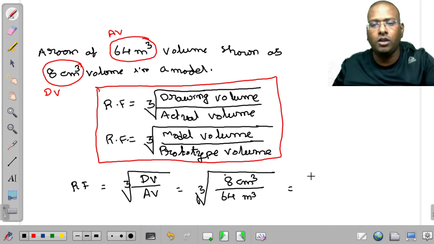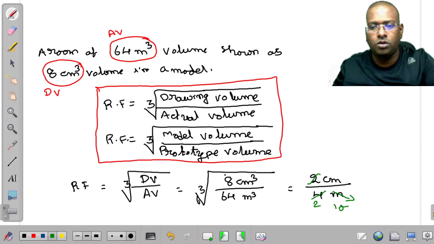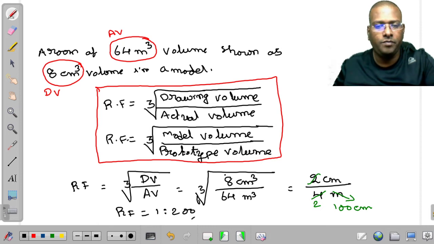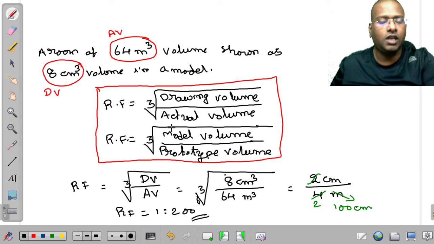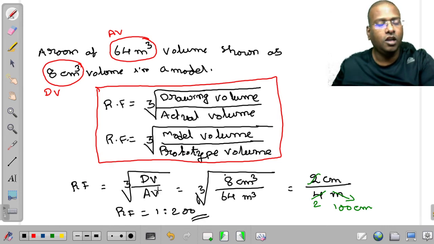So the cube root of 8 is 2, centimeter cube root is centimeter, the cube root of 64 is 4, here it is going to be meter. Now here 2 ones are 2, 2 twos are, but we know that 1 meter is equal to 100 centimeters. So for this problem the RF we are going to get is 1:200.